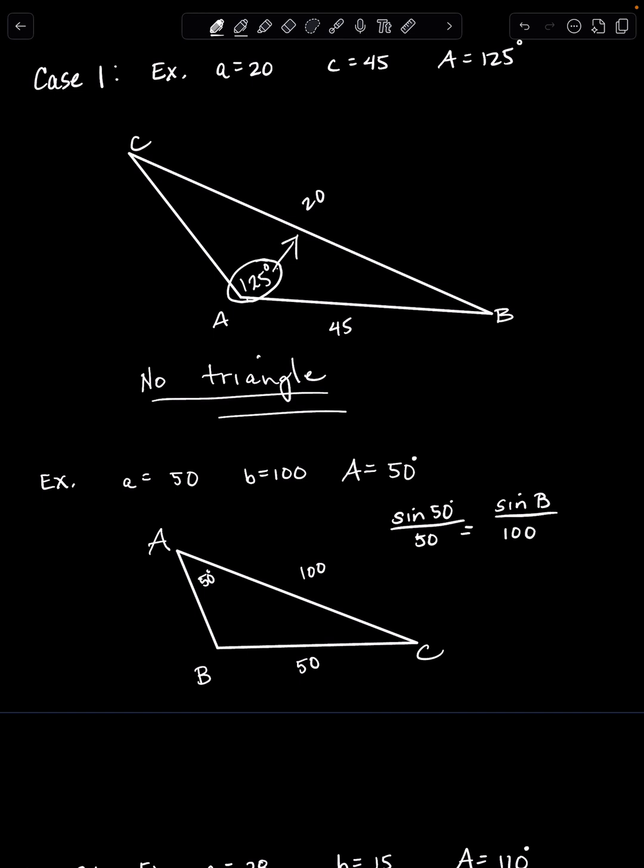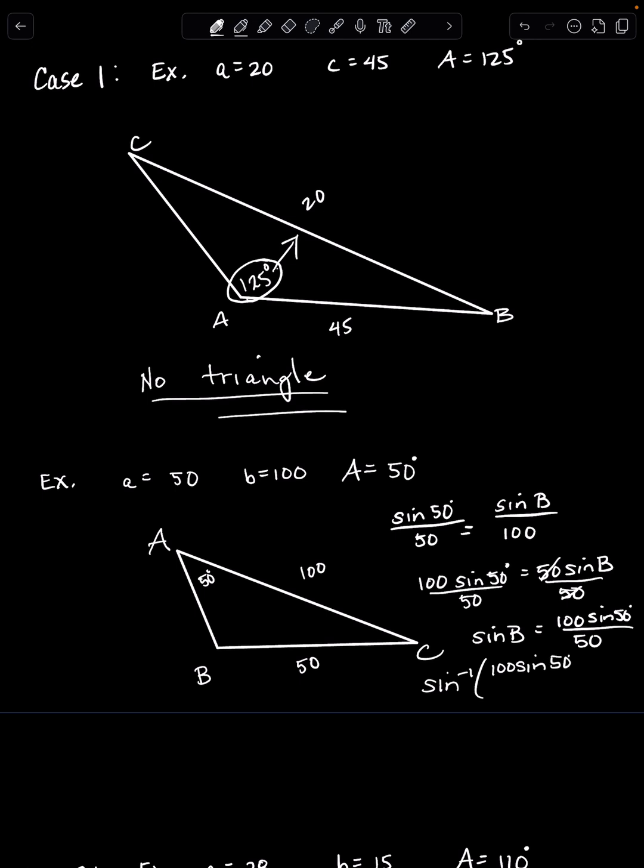All right, and if I just continue solving this and I cross multiply and then isolate the sine of B, I get that the sine of B, I'm looking for that angle, is 100 times the sine of 50 degrees all over 50. All right, remember that when I'm looking for an angle, I'm going to use my inverse function. So the inverse sine of 100 times sine of 50 over 50.